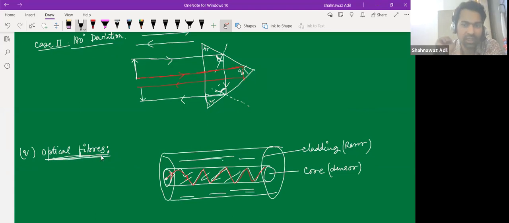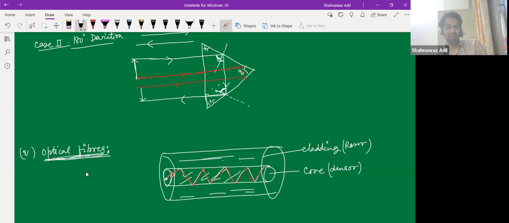You guys know the working condition of optical fiber, right? So you have this core which is denser and then this rarer. And whenever the light goes from denser to rarer media, then light is reflected back, right? So TIR is happening in the core. So that is the optical fiber, and it is used in the transmission of communication system.